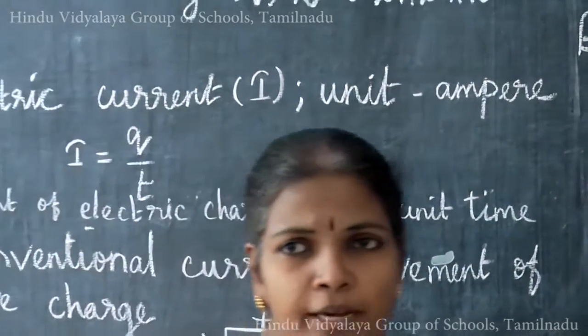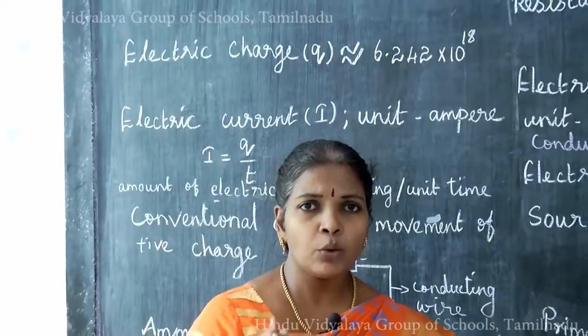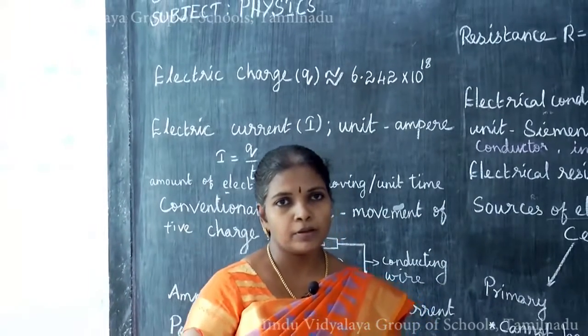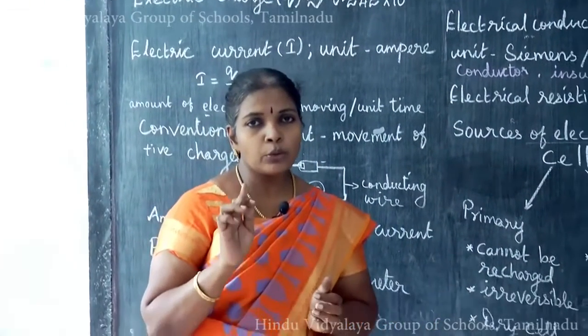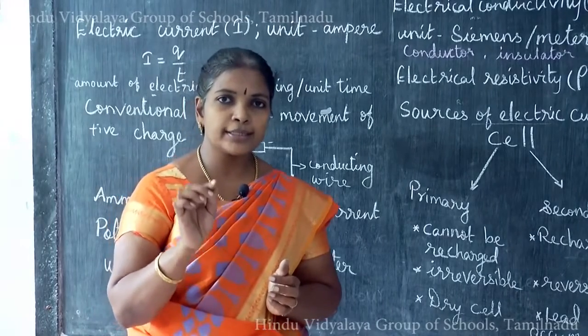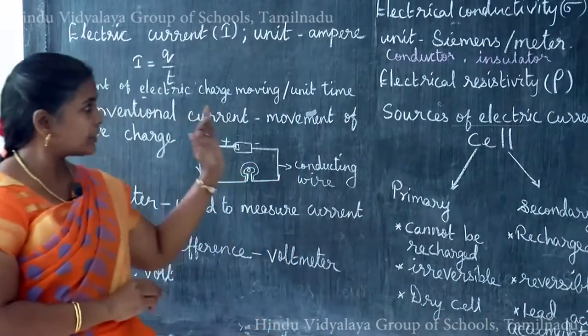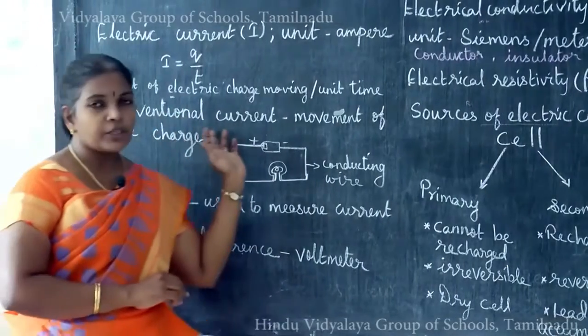So, the unit of electric current is ampere or coulomb per second. Okay, when is current said to be 1 ampere? When 1 coulomb of charge flows through a circuit for 1 second, it is said to be 1 ampere. Understand?